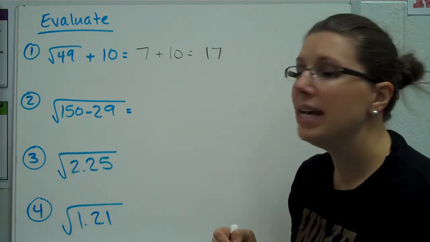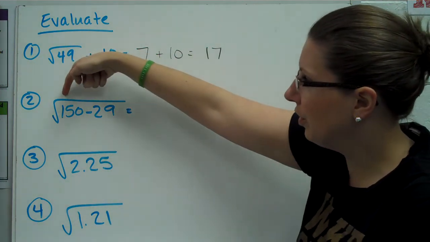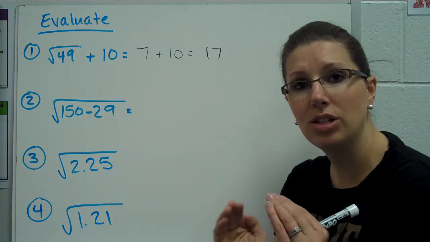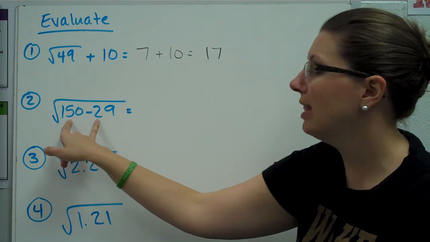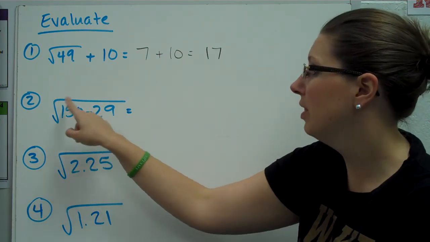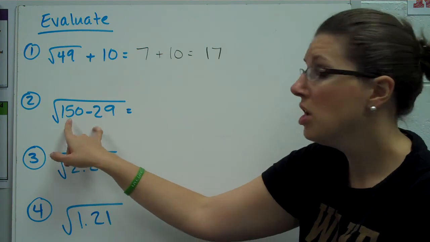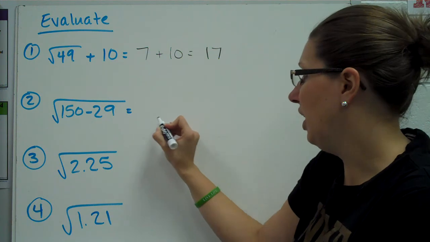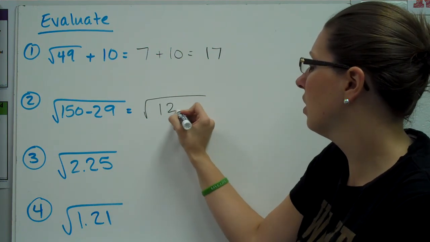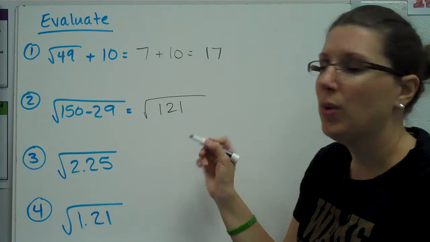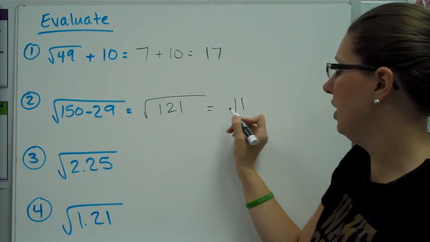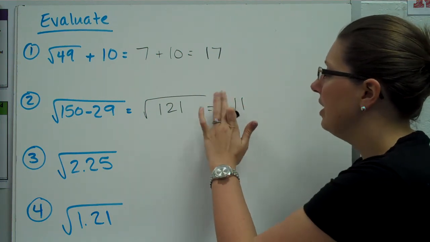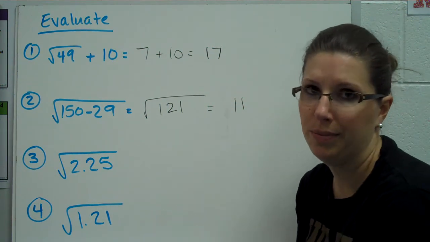Number 2, you see how the square root symbol is over the 150 and the minus 29? What that is telling us to do is it's telling us to evaluate the inside of the square root symbol first. So 150 take away 29 is 121. And then I'm going to take the square root of 121, which is 11. We could do positive or negative 11. But in these answers, I'm just going to write the principal square root.